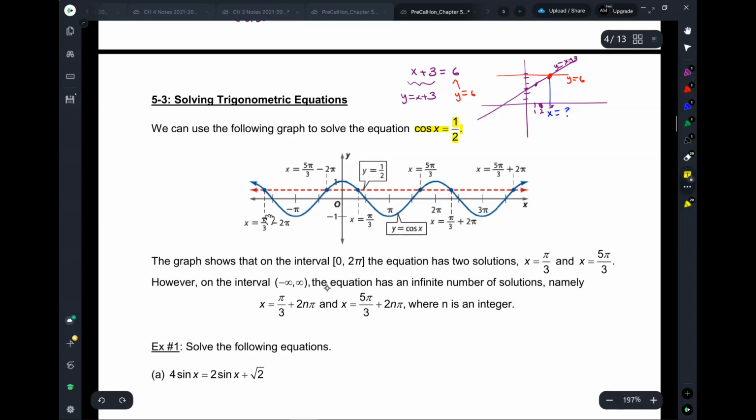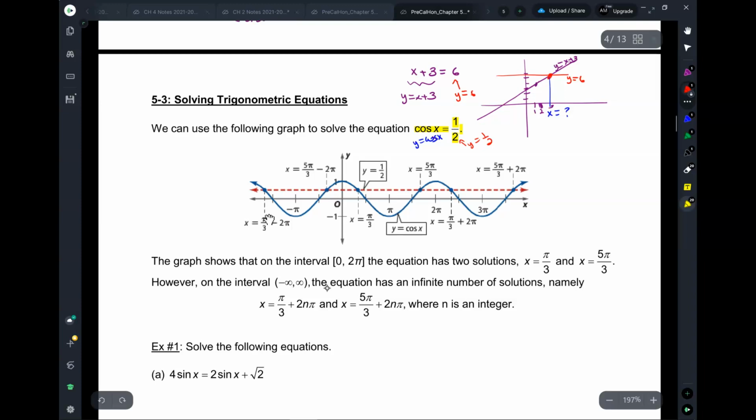Cosine of x is equal to a half. Well, again, what you want to do is graph y equals cosine x. Actually, let me write that in blue because it's graphed for us in blue. And then you want to graph y equals a half. So when I graph y equals cosine x, that's that blue graph. And when I graph y equals a half, that's that horizontal dashed line right there.